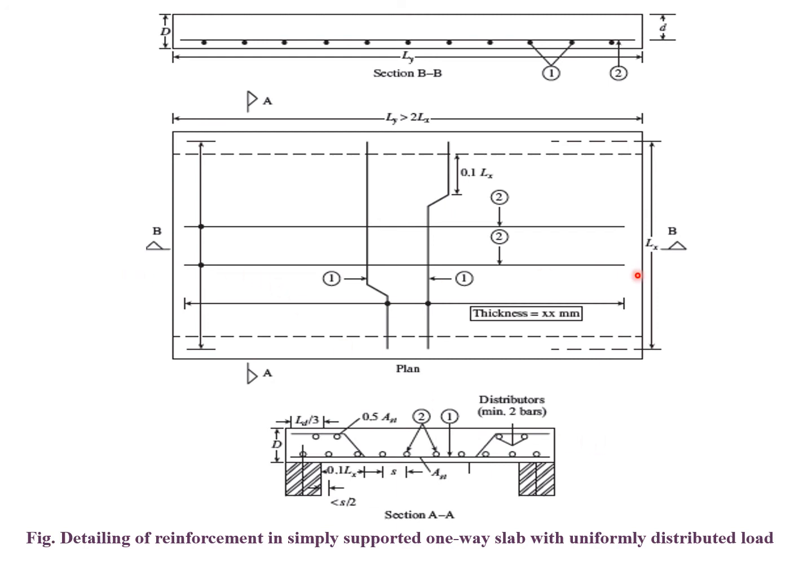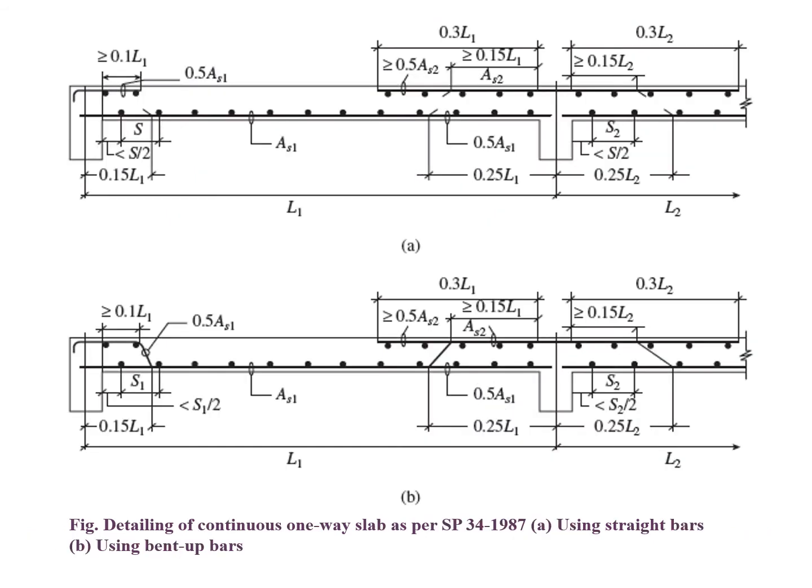The cross section of section BB is shown here. The main reinforcement and secondary reinforcement arrangements are shown here for understanding. This is the detail of continuous slab systems. From the supports, up to 0.3 times L, additional reinforcement should be provided.